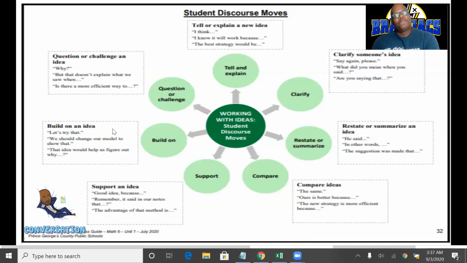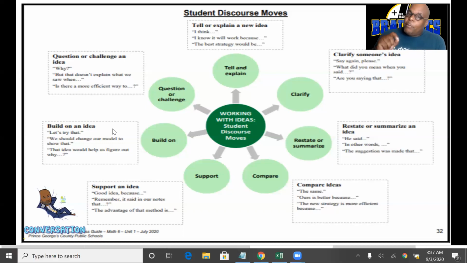And the final move of discourse is to question or challenge an idea. And what you would say is something like, why? Or, but that doesn't explain what we saw when. Or, is there a more efficient way to? It provides question and challenge, remember, of the idea, but not the person.